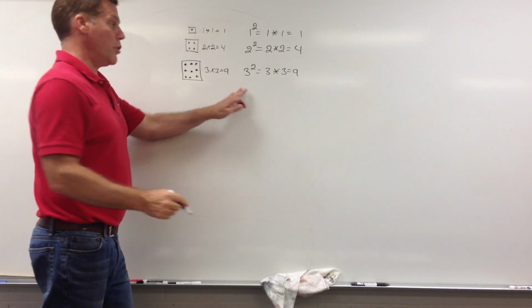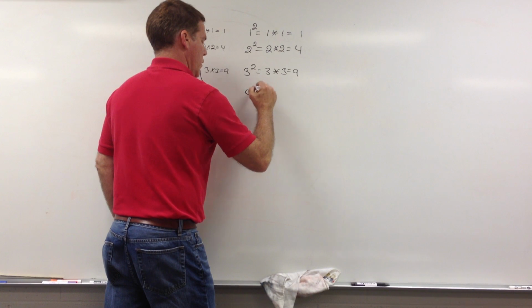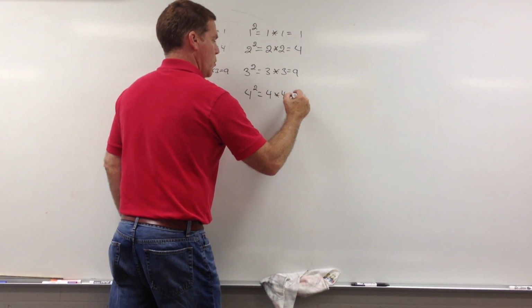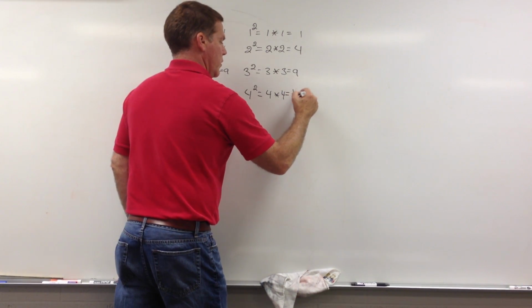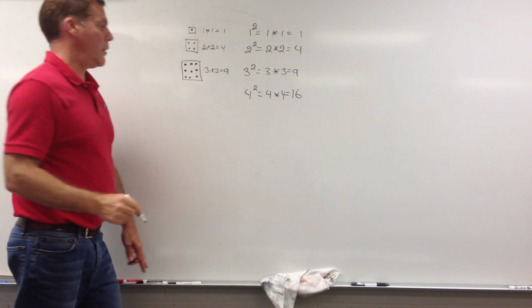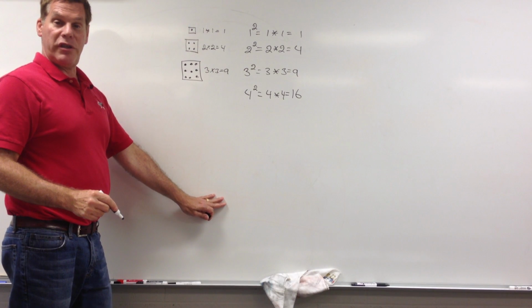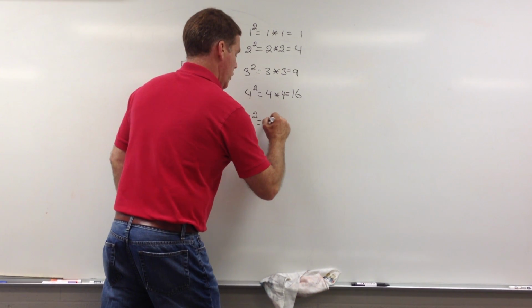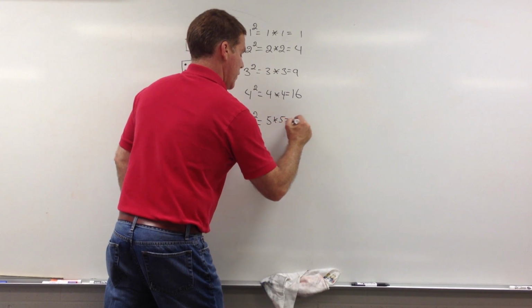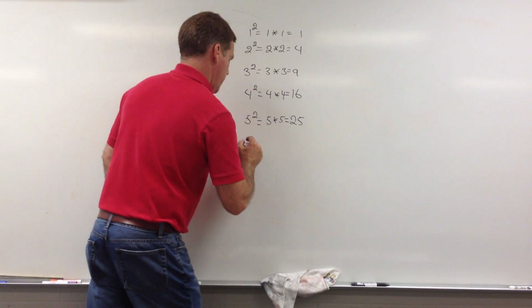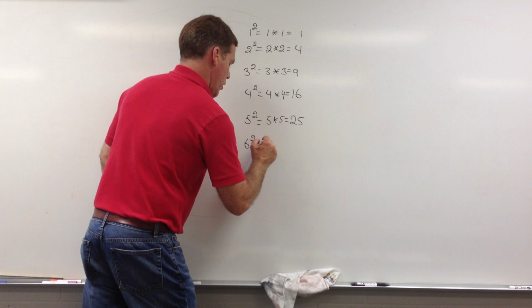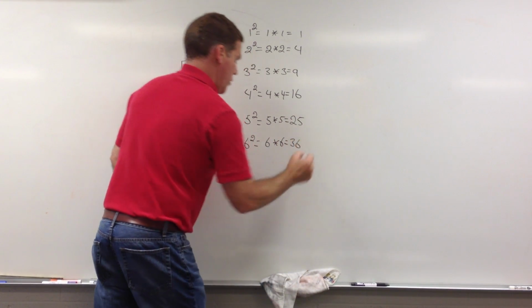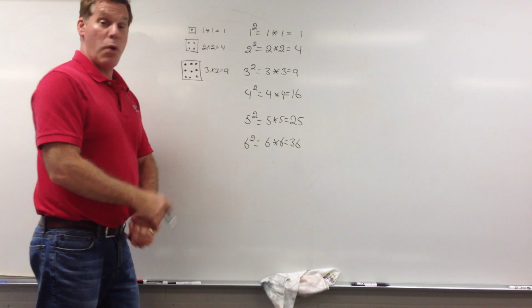Then we're going to have 4 squared. 4 squared is going to equal 4 times 4, and that equals 16. And then our pattern is going to continue with the squares. 5 squared equals 5 times 5, and that equals 25. 6 squared equals 6 times 6, that equals 36, and so on.